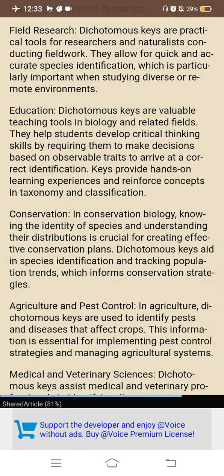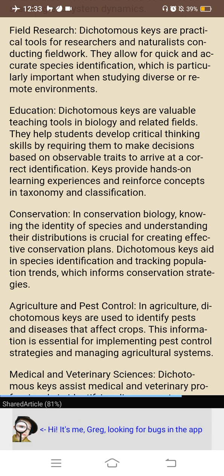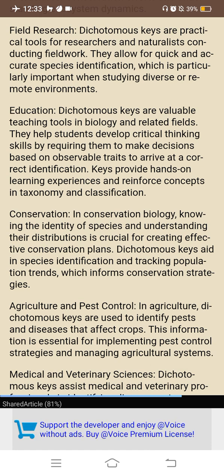Then field research. Dichotomous keys are practical tools for researchers and naturalists conducting field work. They allow for quick, accurate species identification, which is particularly important when studying diverse or remote environments. In education, dichotomous keys are valuable teaching tools in biology and related fields. They help students develop critical thinking skills by requiring them to make decisions based on observable traits to arrive at a correct identification. Keys provide hands-on learning experience and reinforce concepts in taxonomy and classification.